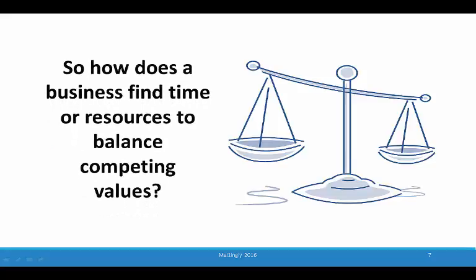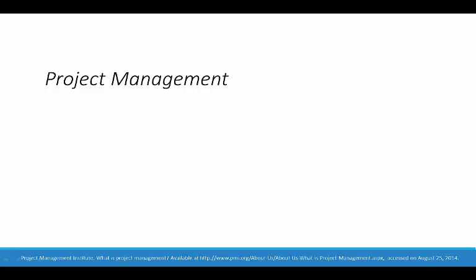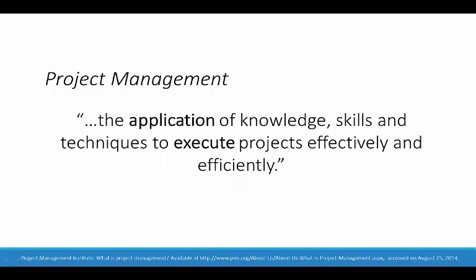So, how does a business find the time or the resources to balance all these competing values? We use project management to take our knowledge, skills, and techniques to execute projects effectively and efficiently. So basically, how do we plan out all of our time and resources so that we get things done?